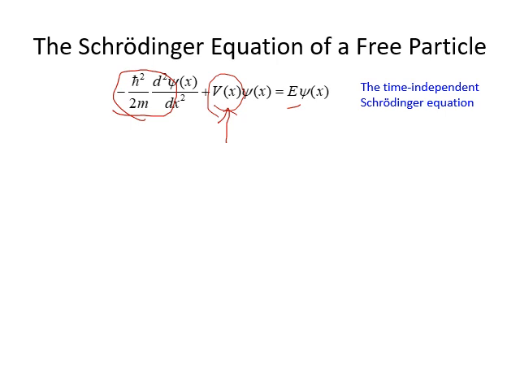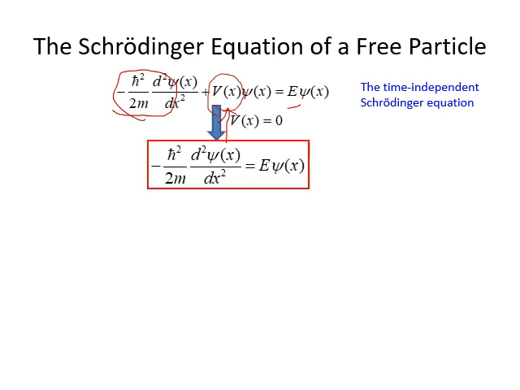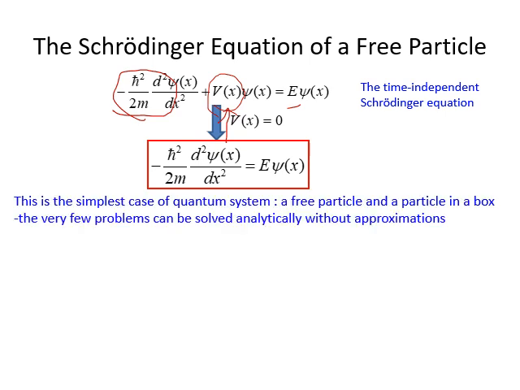Sometimes this potential energy makes the Schrödinger equation too difficult to solve. Therefore, the simplest case is when the potential energy is zero, and this makes the Schrödinger equation very simple to solve. We're going to show you how to solve this Schrödinger equation without the potential energy. But first, what does it mean when the potential energy is zero?